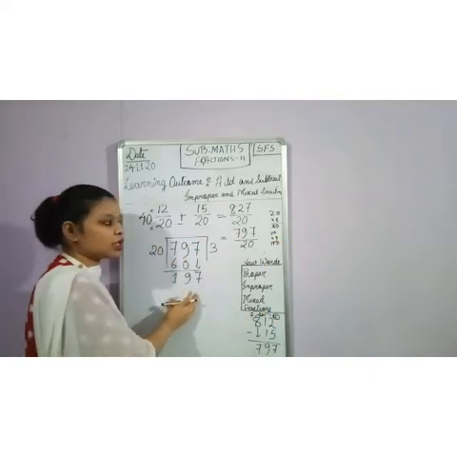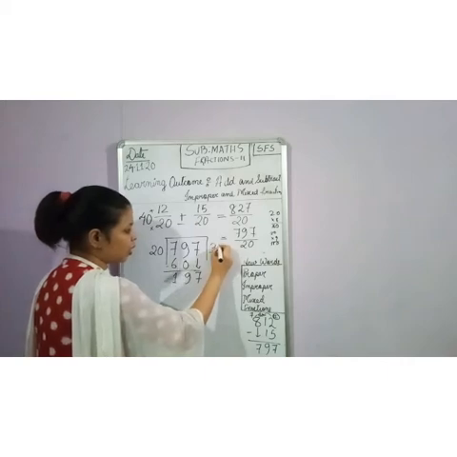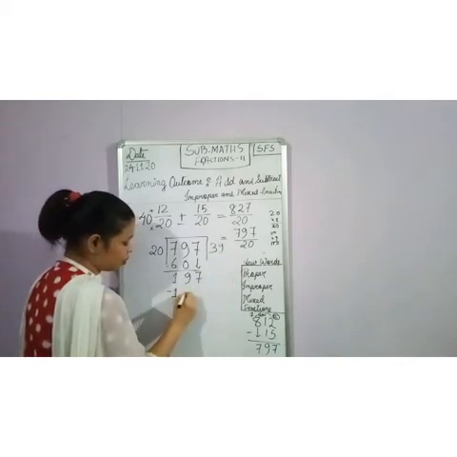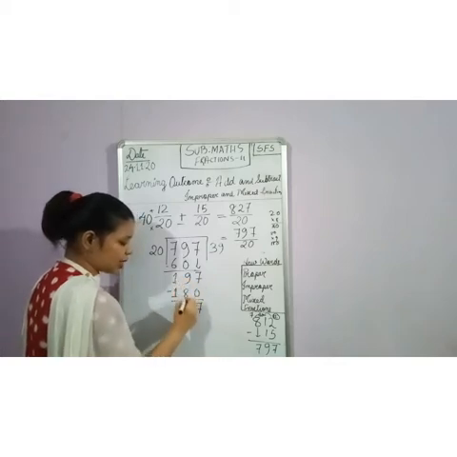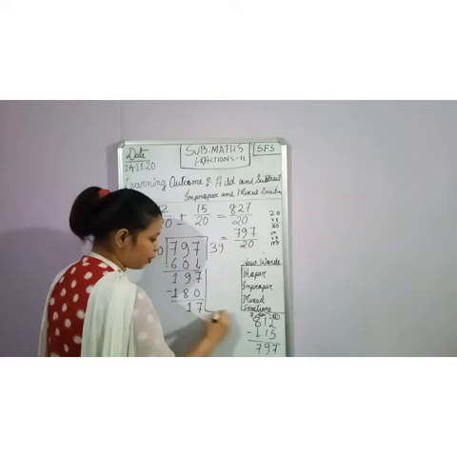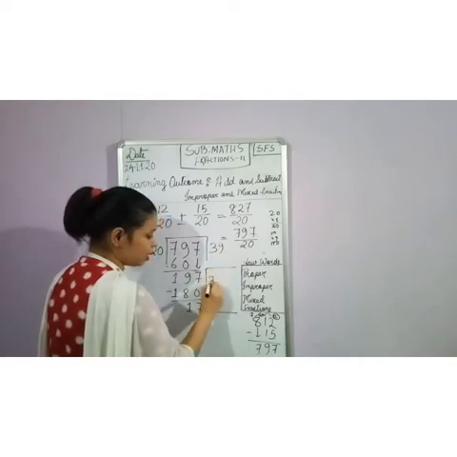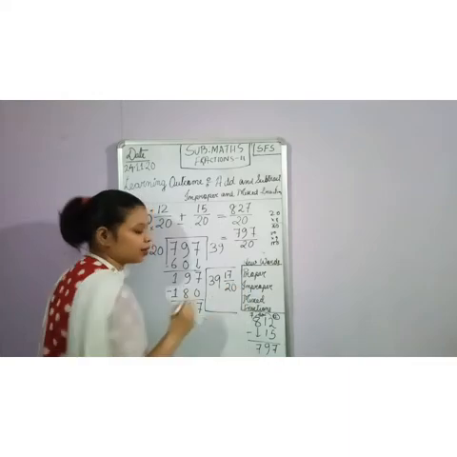So 180 is the closest because 20 into 10, 200 it will be. So I will take here 9, it will become 180. The 7 here, 9 minus 8, 1. Okay, now what we have got here? The improper fraction, if I express, 39 and 17 by 20.